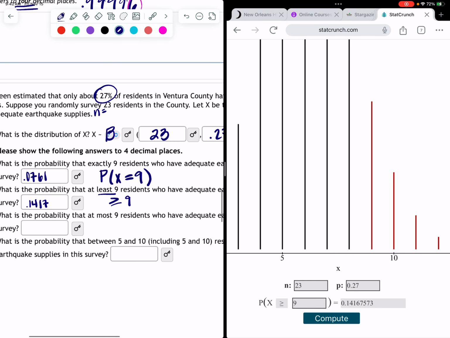At most 9 would mean less than or equal to 9. So we change the inequality symbol one more time. The answer is 0.9344.